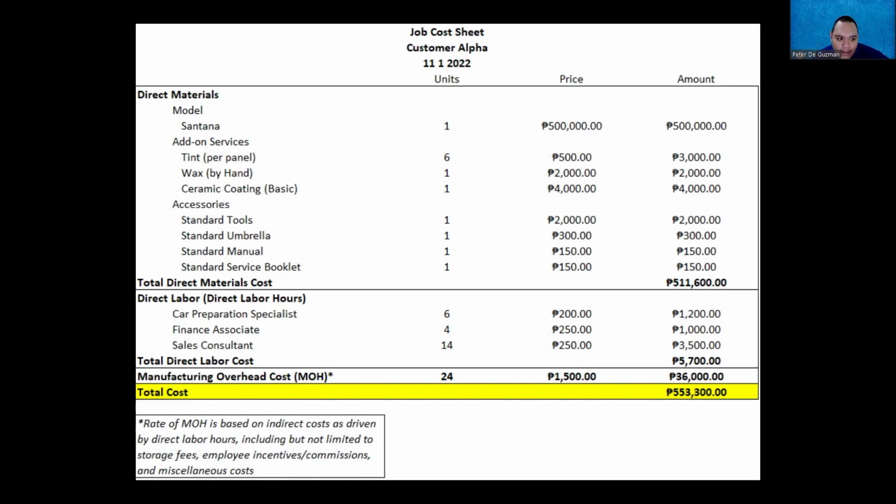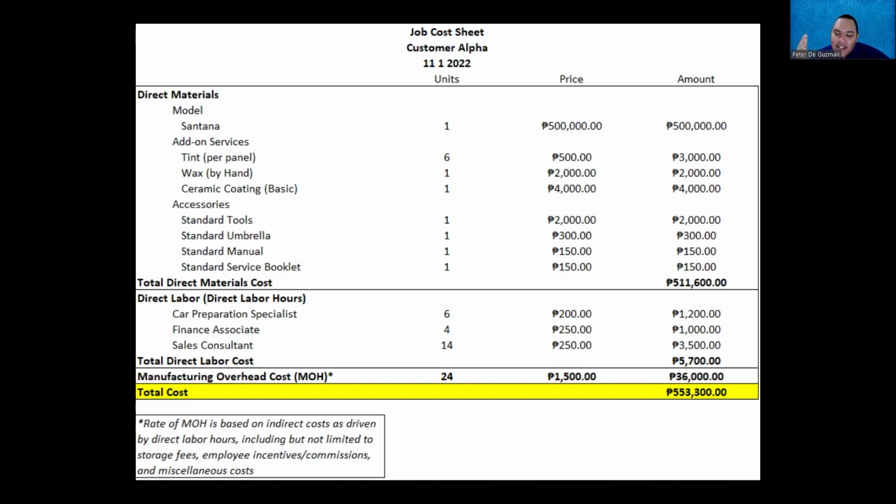Let's go back to Alpha. We see here standard tools, standard umbrella, standard manual, standard service booklet, all with their corresponding quantities and their corresponding costs. As we can all see here, it is important to take note of the term standard. This means, especially in the automotive industry, a standard item means that the item is part of the package or is part of the purchase.